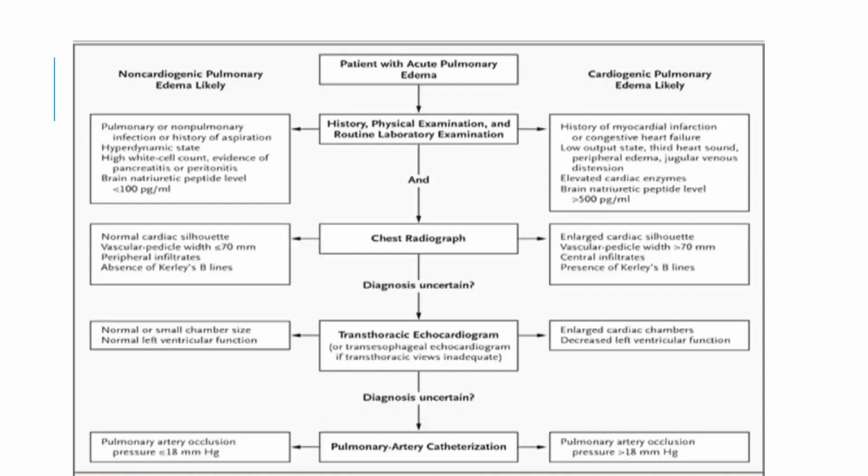Sometimes you want to do a transthoracic echocardiography. And if your diagnosis is still uncertain, you want to do a pulmonary artery catheterization to measure your pulmonary capillary wedge pressure. What is missing here is the bronchoalveolar lavage I mentioned before. All of this will give you an indication of the origin of the pulmonary edema in your patient.